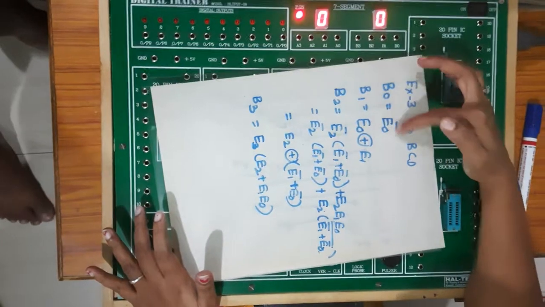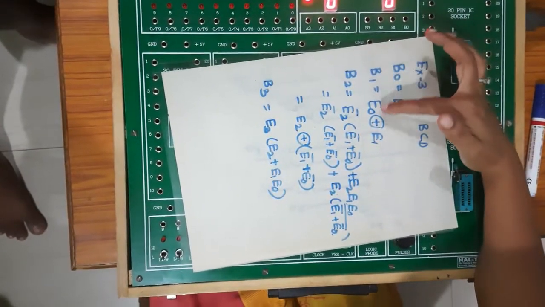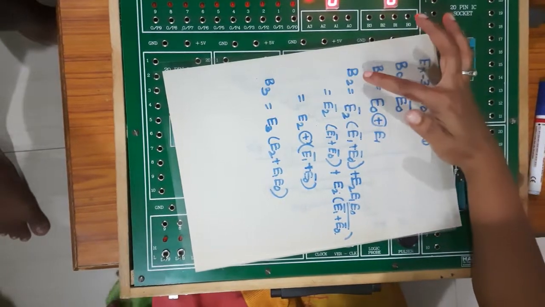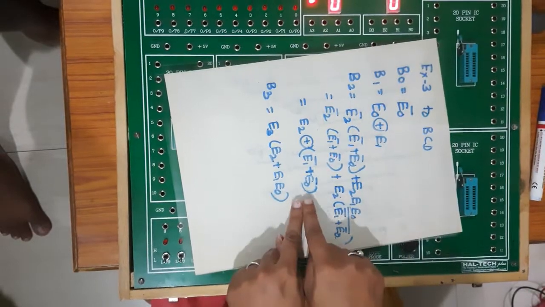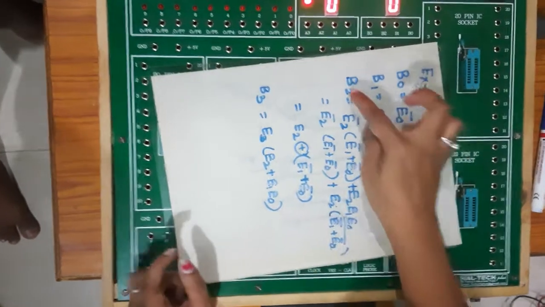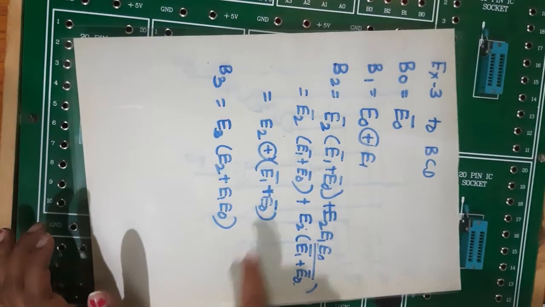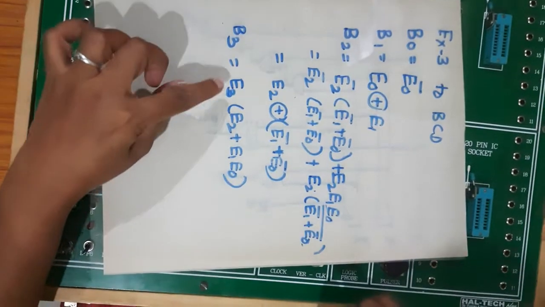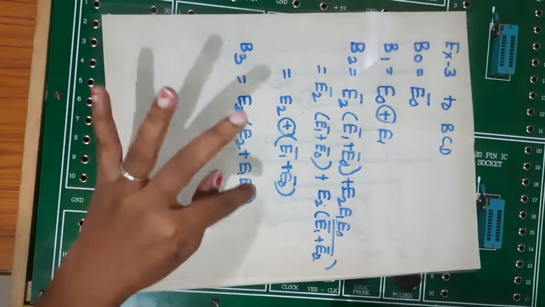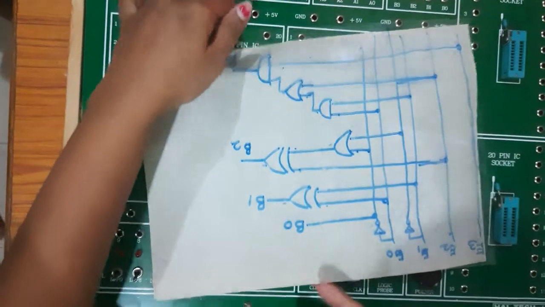So the B0 bit can be obtained with the help of E0 bar. The B1 bit can be obtained by XORing E0 and E1. B2, this is the equation. By applying De Morgan's law, I will be able to simplify it in this form. That is, B2 can be obtained by E2 XOR (E1 bar plus E0 bar). So this is how it is simplified. And B3 can be obtained with the help of this equation, E3 plus E2 (E1 E0). Referring to these equations, the circuit is designed this way.